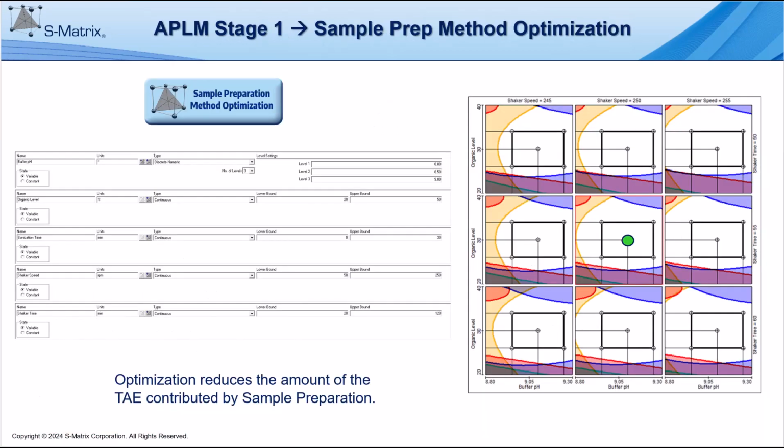This slide illustrates the experiment setup for a sample preparation method optimization study within Fusion QbD, and also the four-factor robust method operable design region established from Fusion QbD modeling of the experiment results. It is noteworthy that the optimization was able to identify a robust final method which eliminated the sonication step, a major contributor to the variability of the original sample prep method.